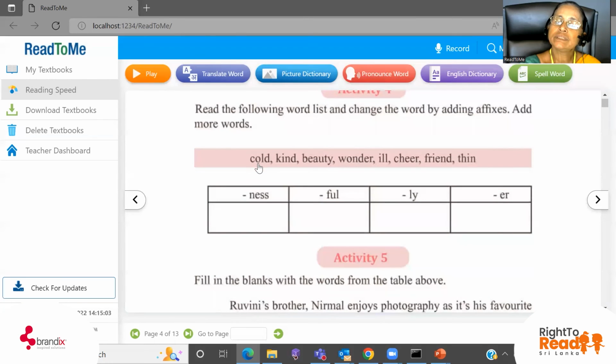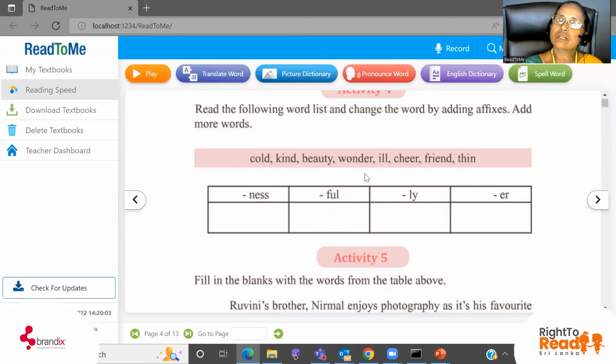Cold. Shall I give you an example of how to do it? Coldness, you can say. Then you can write the word that you can form using this suffix, called coldness, kind, kindness.